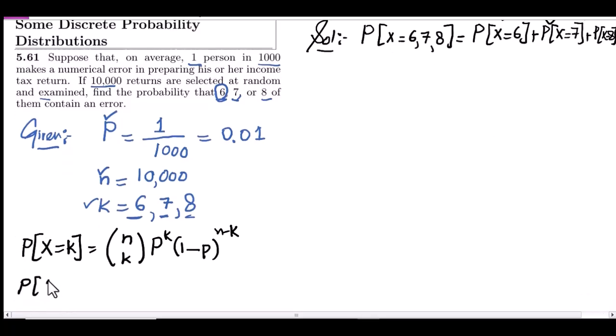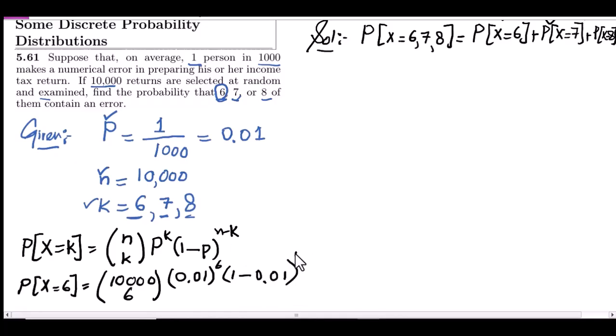So for x equal to 6, writing all the values, n is 10,000, k is 6. The probability is 0.01 raised to power 6, and this would be (1 minus 0.01) raised to power 10,000 minus 6. From here you can very easily see that this will be very high.